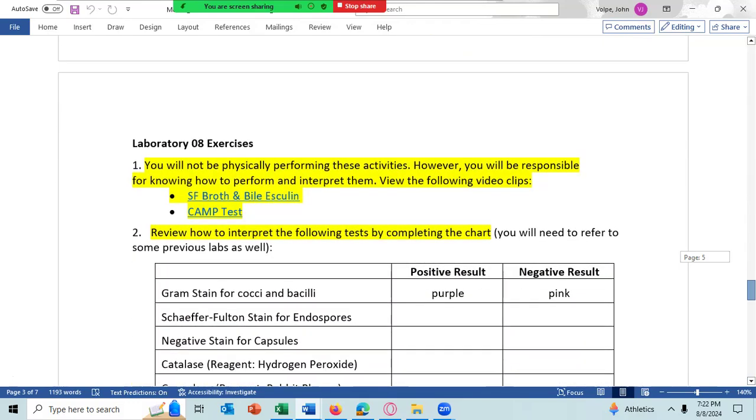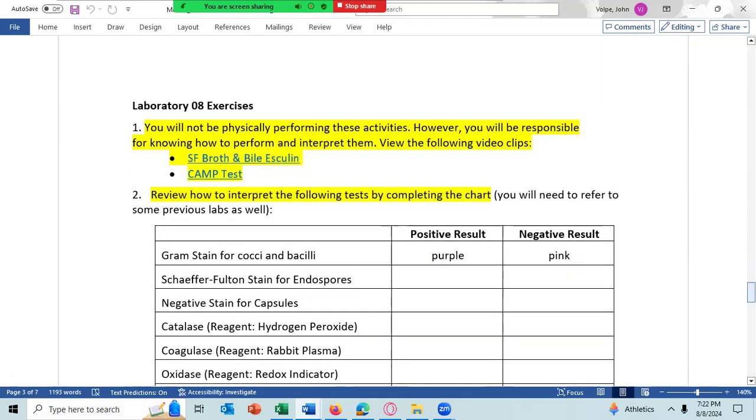I think that's it. Let me check. All right. In the laboratory 8 exercise, you're not going to be physically performing any of these activities. Everything we do will be online. However, you will be held responsible for knowing how to perform and interpret these tests. So you can view the following video clips. We have a video clip on the SF broth and the bile esculin tests. So watch that video and then watch the video on the CAMP test.